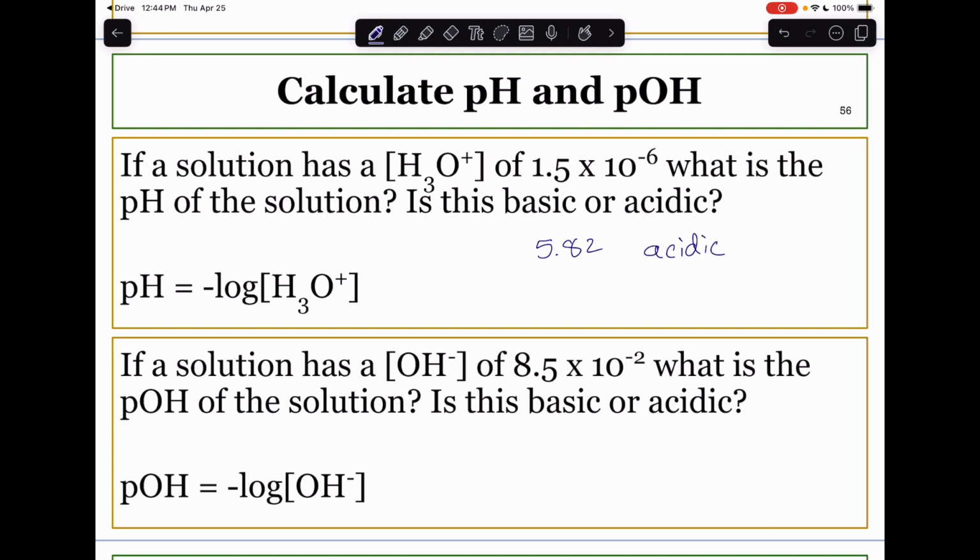Now let's go ahead and solve the next one. If a solution has a hydroxide ion concentration of 8.5 times 10 to the negative 2, what is the pOH of the solution? And is this basic or acidic? Pause to see if you can work this out.